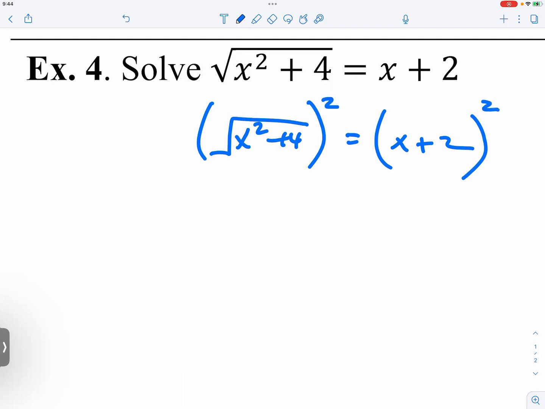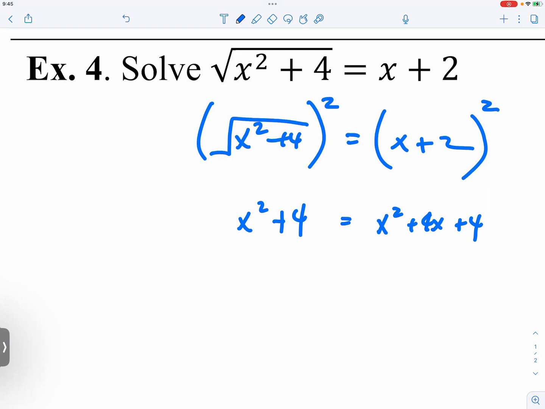And please make sure that you use parentheses. If you don't use parentheses, I have no idea what you're doing, because that is how you show the world that you're squaring each side on both sides. So on the left, it's just x squared plus 4. Square root's gone. On the right, you will have x squared plus 4x plus 4.